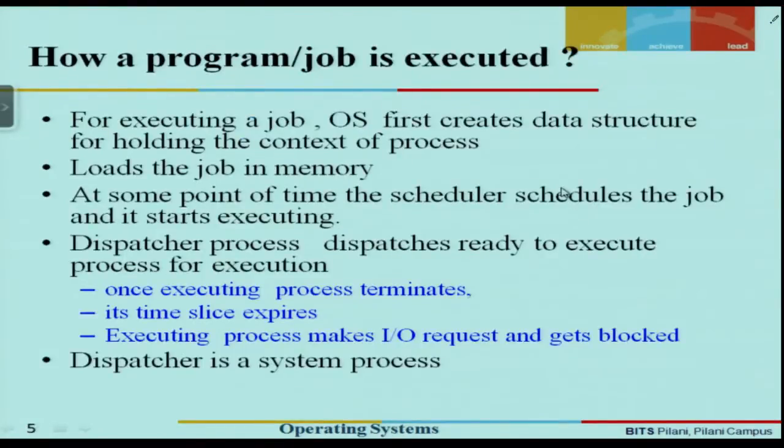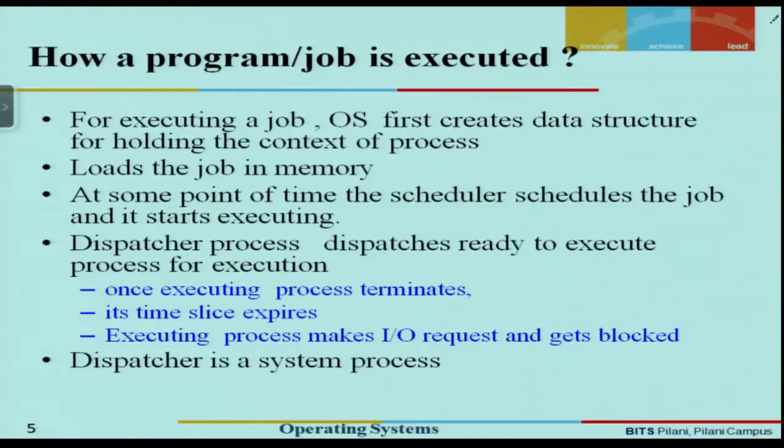Let us see how a program or job is executed. For executing a job, the OS first needs to create a data structure for holding the context of a process. We had just seen that while a process is in execution, it has a context. So the OS needs to create a data structure where the information about the context can be stored. That is the first job.